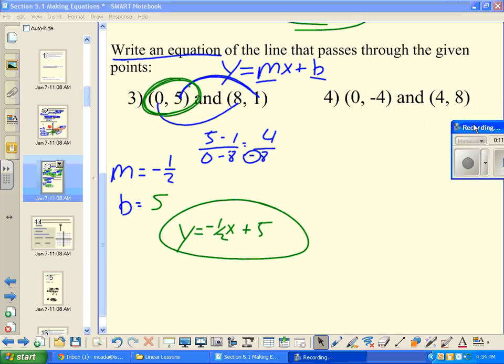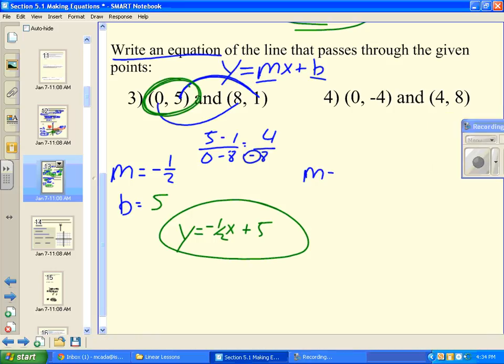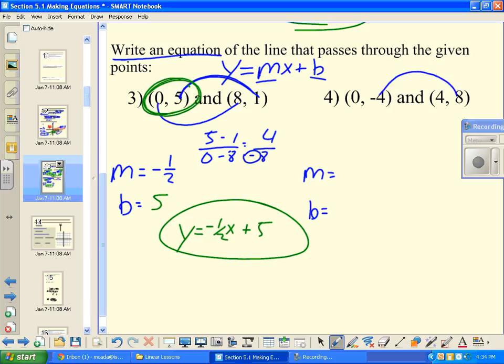Last example I have on this page, number 4 here. I'm going to make an equation in slope-intercept form. I'm going to pick out m. I'm going to pick out b. To do that, I got to find the slope first. I'm going to subtract the coordinates. Let's say 8 minus negative 4 in this case for the y-coordinates, and then 4 minus 0 for the x-coordinates. And if I subtract those, I'm going to get 12 over 4.